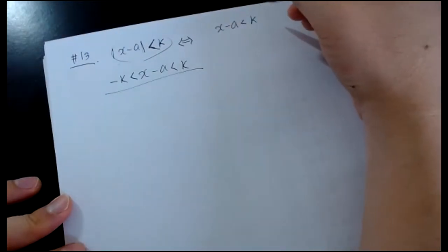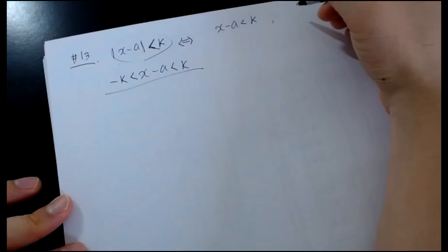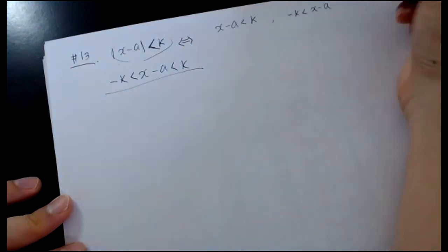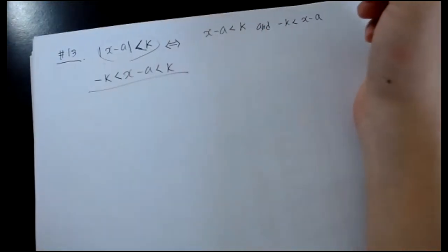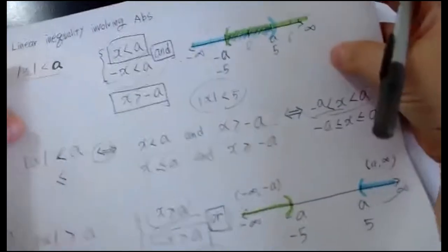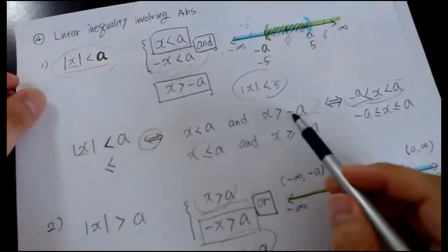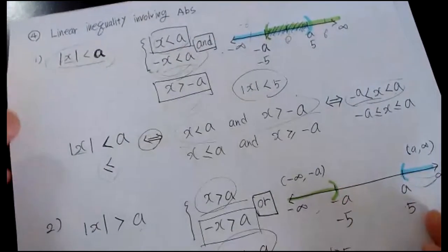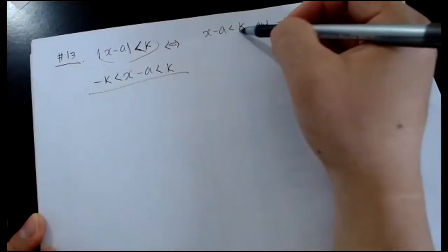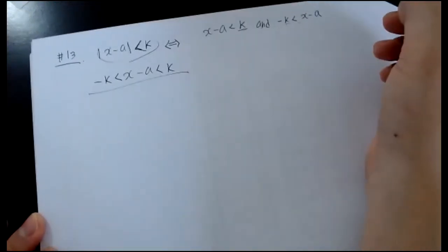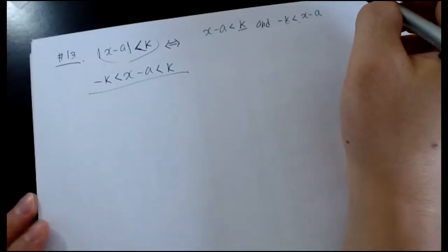And then x minus a is greater than negative k, right? And the connector is "and." That was the first case. Keep in mind this first case. Oh yeah, I forgot there is a k too. We have two parameters, a and k, but it's okay.